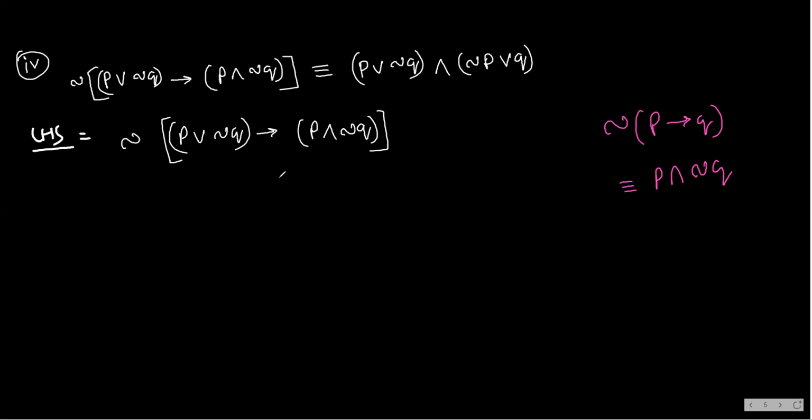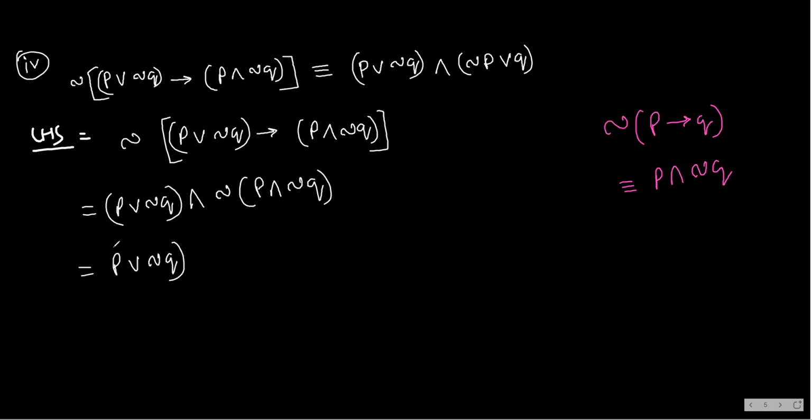So what will this become, students? See, negation of this implies this will be this and not this. Okay, I hope you are following it. So we will have P or negation Q, and not P and negation Q. Now what I have, see, this is P or negation Q, and now take the negation inside. That is De Morgan's law. So it will become negation P or Q.